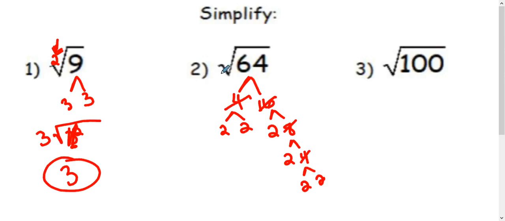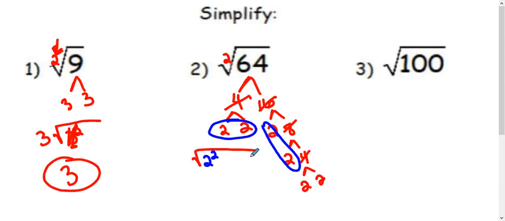Remember, this is a square root, so our index is 2. So I want to be able to write these with the exponent of 2. So here's my radical. Here's 2 2's, so I can write that as 2 to the second power. Here's another 2 2's, so I can write that as 2 to the second power. Here's another 2 2's. So I can write that as 2 to the second power.